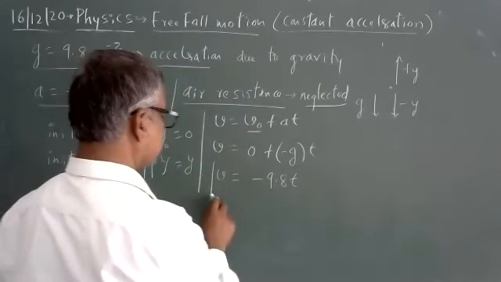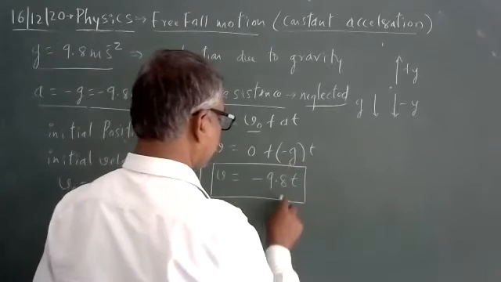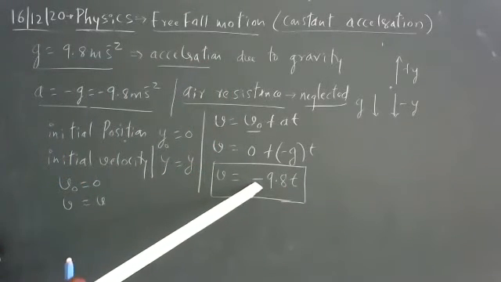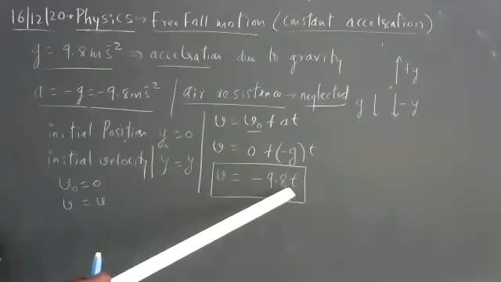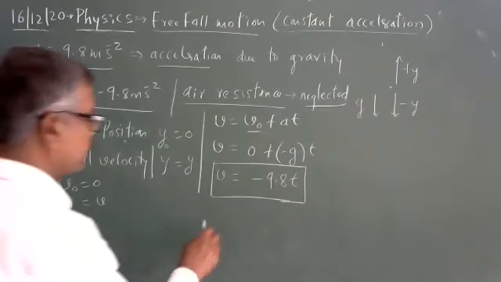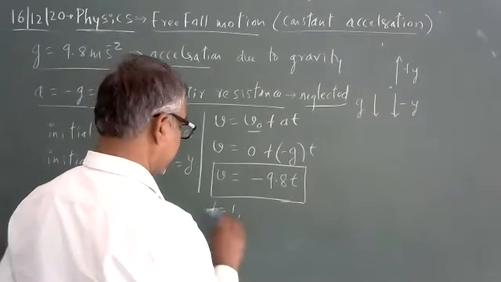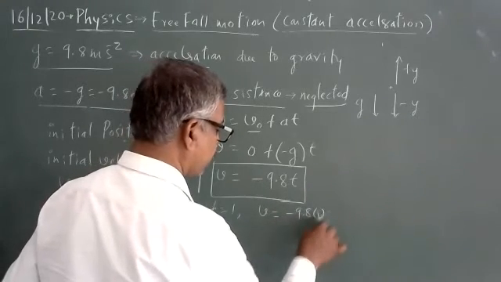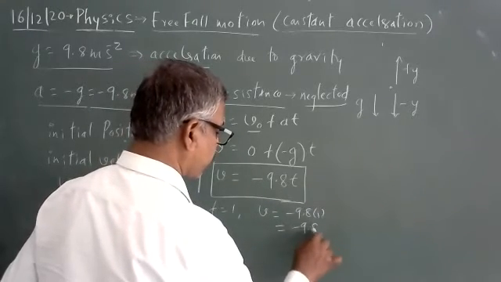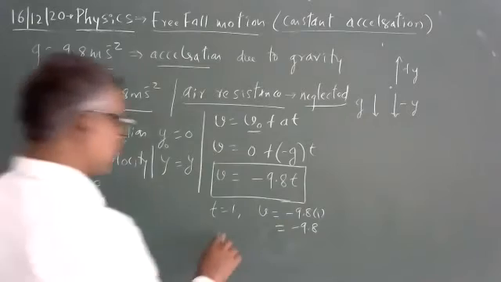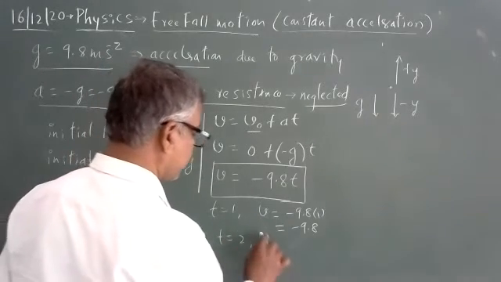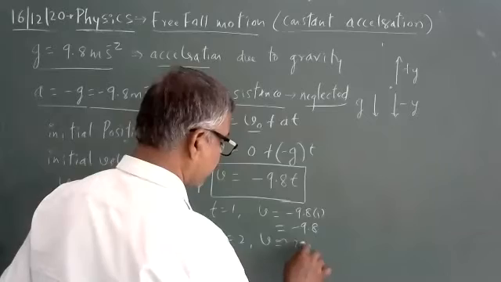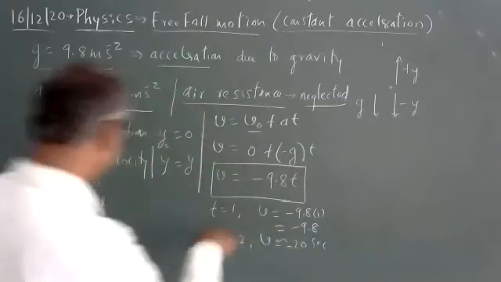The minus indicates it's a downward direction, 9.8 into t. If I say t equal to 1 second, velocity equals minus 9.8 into 1, so minus 9.8. If t equal to 2 seconds, velocity equals 9.8 into 2, roughly close to minus 20, in that fashion.